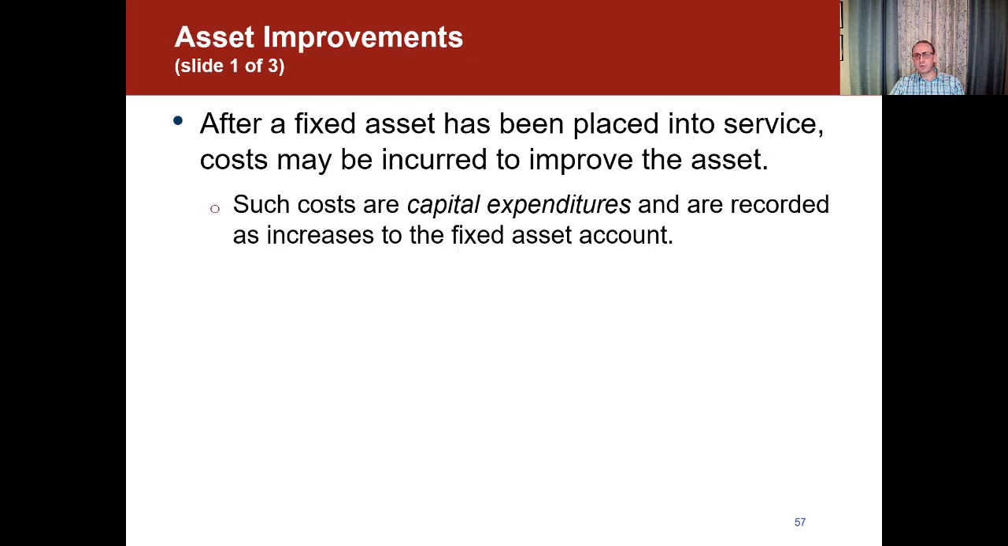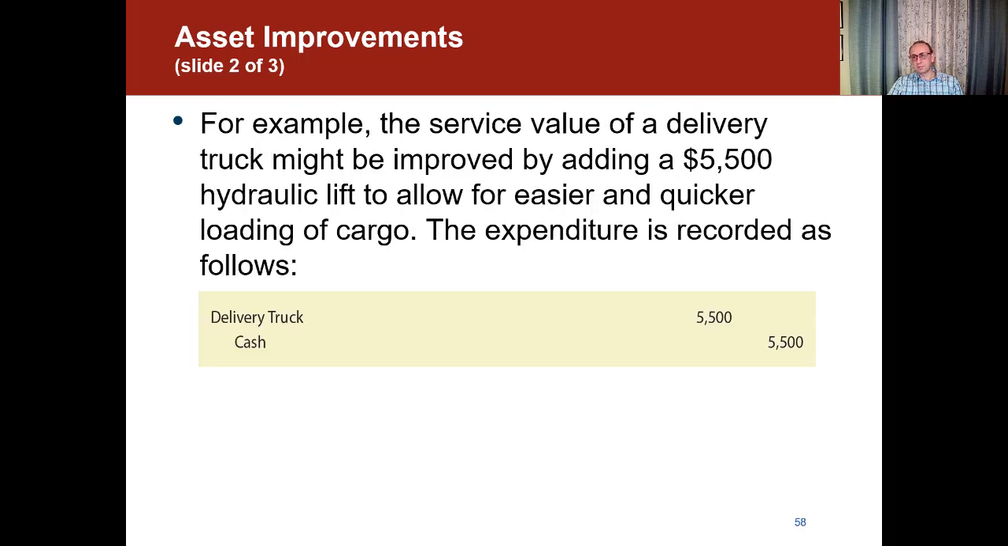Now let's see an example for an asset improvement. Here, after a fixed asset has been placed into service, costs may be incurred to improve the asset. Such costs are considered to be capital expenditures and are recorded as increases to the fixed assets account. So any kind of expenditure that improves the asset, we're actually going to add it to the value of the fixed asset. So let's see this example. The service value of a delivery truck might be improved by adding a $5,500 hydraulic lift to allow for easier and quicker loading of cargo. The expenditure is recorded as follows.